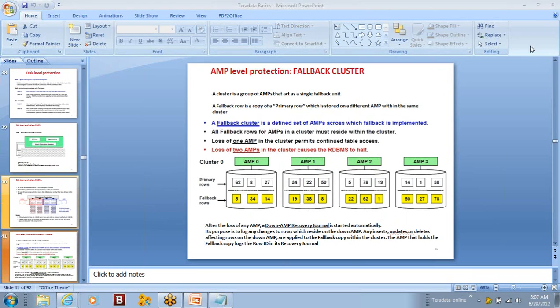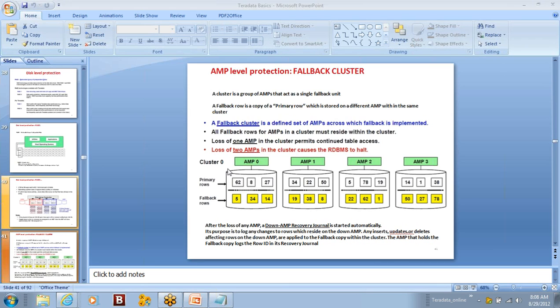Here let us consider there are 4 AMPs, and these 4 AMPs have data aligned to them in the primary rows, if you see. To have data protection at the AMP level, they group a certain number of AMPs called a cluster. Let's suppose I have a 16 AMP system, and I have grouped each 4 AMPs as a cluster. In my cluster I have 4 AMPs: AMP0, AMP1, AMP2 and AMP3.